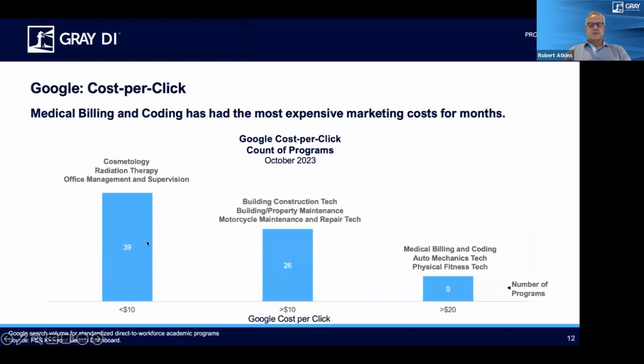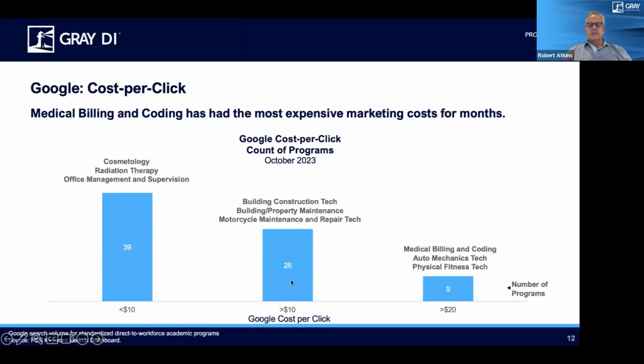So when we think about it in terms of cost, from left to right, less than $10 per click, greater than $10 per click, and greater than $20 per click, and this can get quite high. We've got 39 of our tech associate programs down here in the less than $10 range: cosmetology, rad tech, and office management and supervision. Not surprisingly, almost all those programs are going to be on site in person, and those tend to be less expensive to bid for because you're up against fewer competitors.